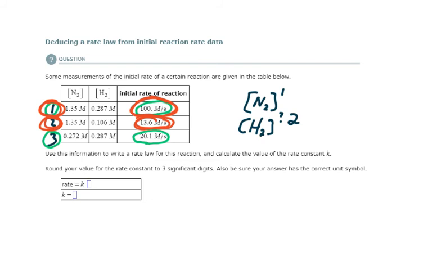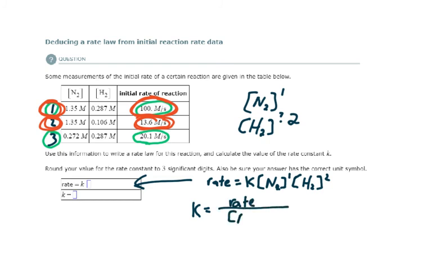So now that I know the order that each of my reactants is in, I can write a rate law. That's what they're asking me to do here. Rate is equal to K times the concentration of N2, which is in the first power, times the concentration of H2, which is in the second order. I meant first order and second order. Okay, we have our rate law. So now that we have our rate law, we can find K as well. K is equal to rate divided by N2 times H2 squared.